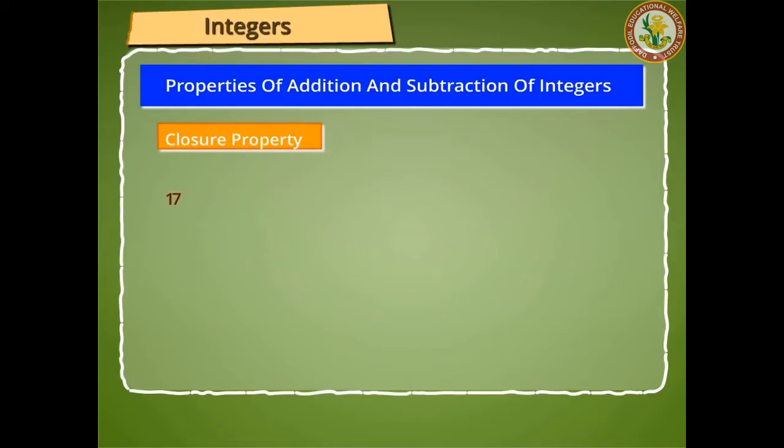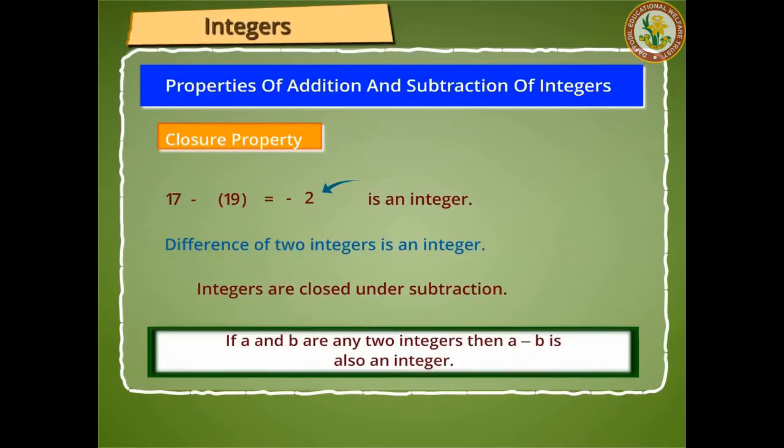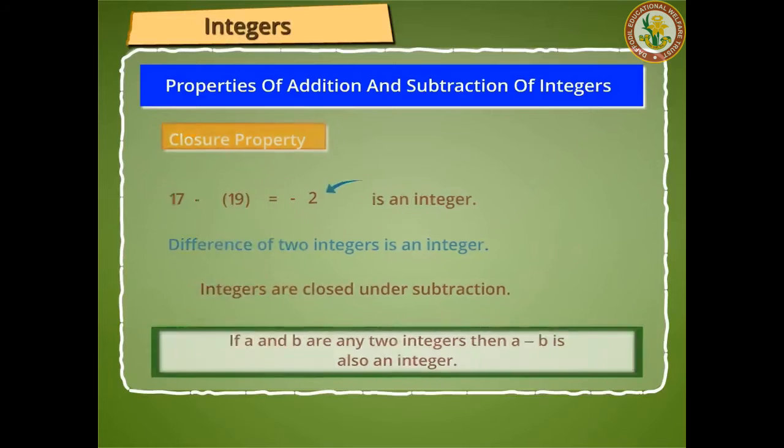Also, 17 minus 19 is equal to minus 2, and minus 2 is an integer. Thus, the difference of two integers is an integer. We say that integers are closed under subtraction. Thus, if a and b are any two integers, then a minus b is also an integer.